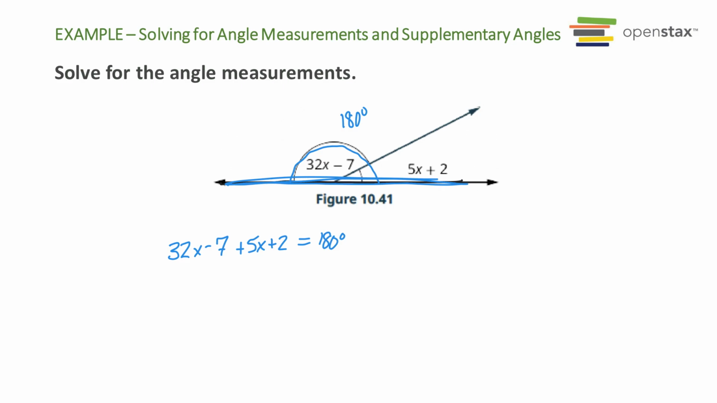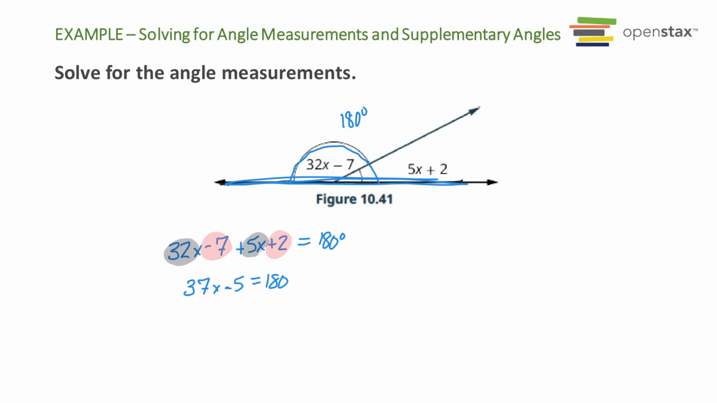Okay, so when we have this expression, first thing we want to do is combine like terms. Well, in this case, 32x and 5x are like terms, so that's going to give me 37x. And then negative 7 and positive 2 are like terms because they're constant terms, they're just numbers. And so that's going to give me minus 5 equals 180.